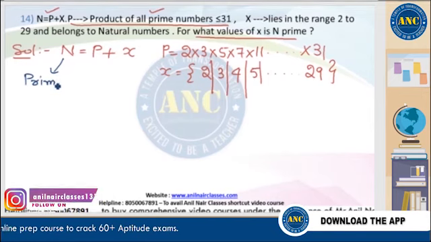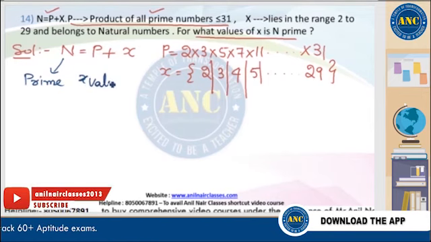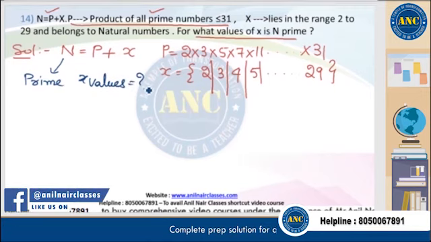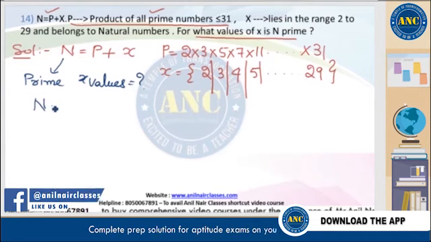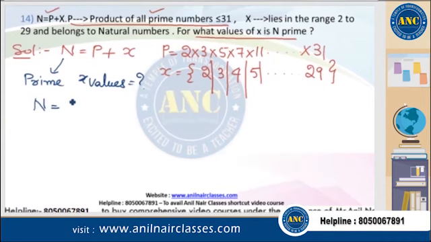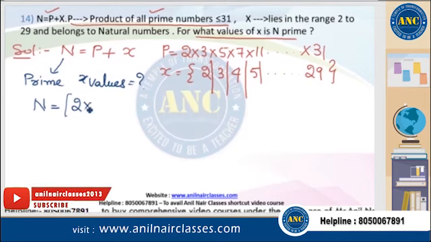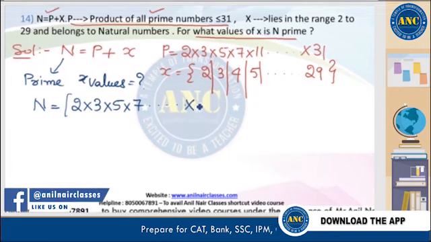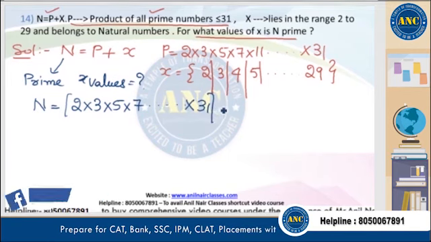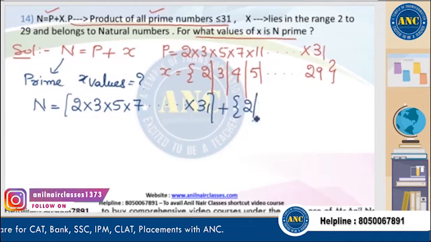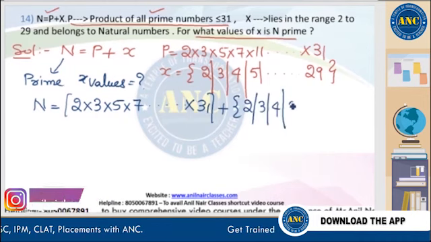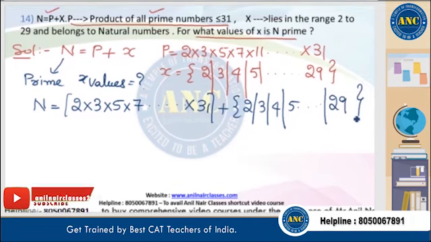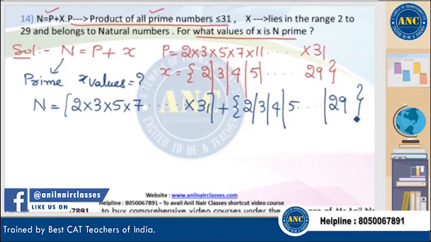For N to be a prime number, which values can X take? This is the question. So N is P plus X, where P is the product of all prime numbers: 2, 3, 5, 7 and so on up to 31. X is either 2 or 3 or 4 or 5 and so on up to 29. For what values of X is N a prime number?